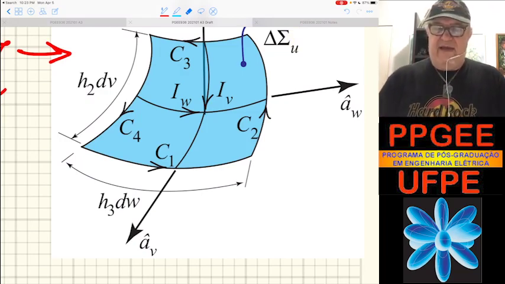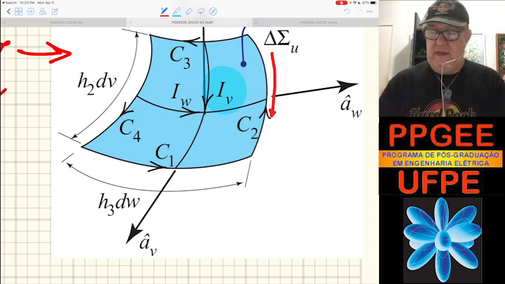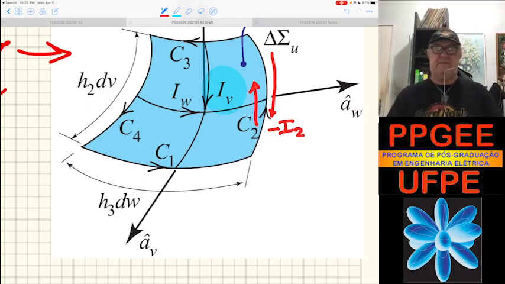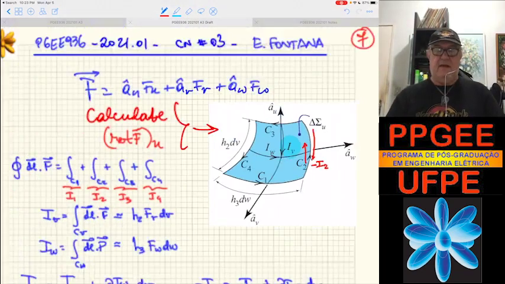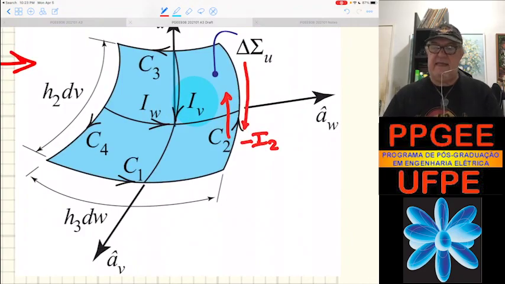So as we have IV, I can calculate, for instance, this integral here, in this path here, which I'm going to call I2. This integral going that direction, I'm going to call minus I2. In fact, let me see, how did I do? It's minus I2. Yeah, minus I2. I'm saying that, yeah, that's exactly that.